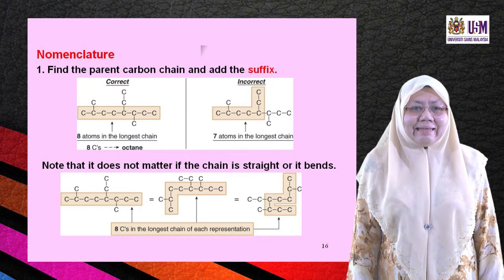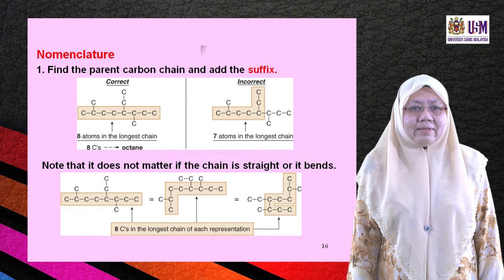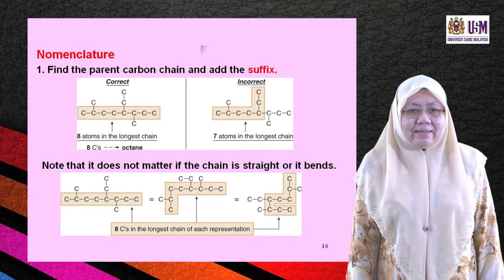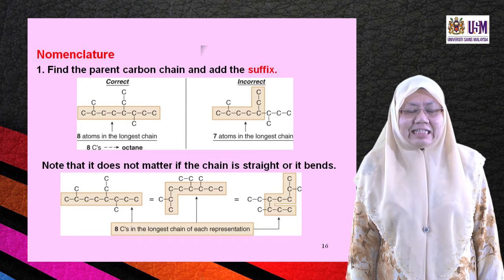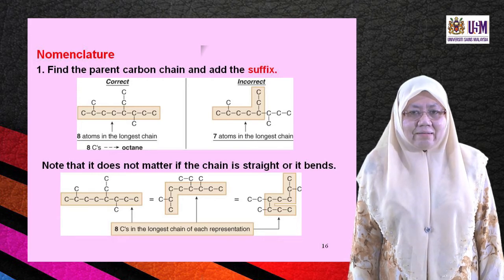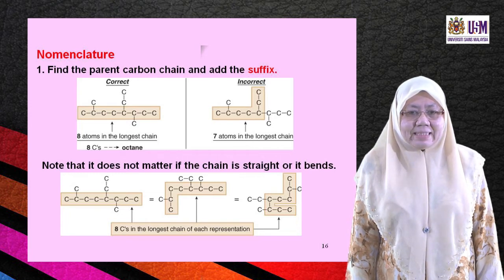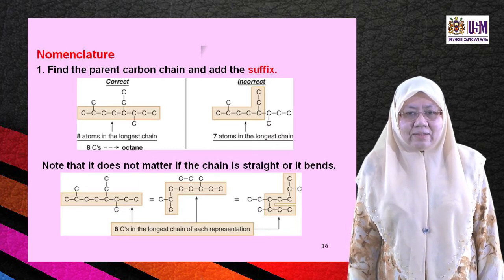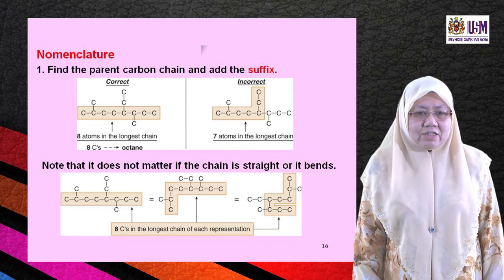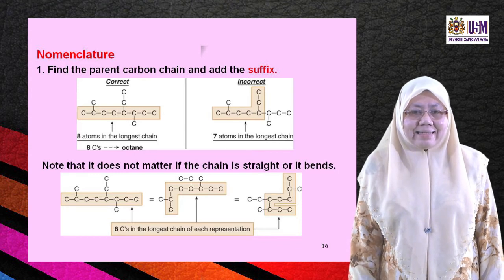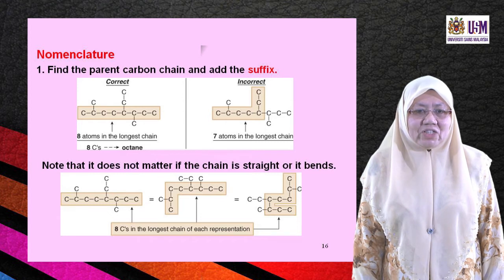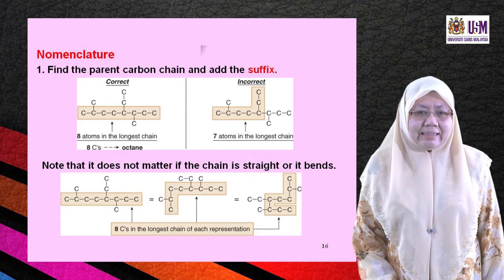In order to name alkanes, the first step is to find the parent carbon chain and add the suffix. The parent carbon chain is not necessarily in a straight line. It can be in a straight line or it can be bent, as in the diagram below. We look for the longest chain, the one with the maximum number of carbon atoms. We do not consider the one on the right, because it only has 7 carbon atoms in its longest chain. We always look for the one that has the most carbon atoms, as in this example, which has 8 carbons in the longest chain.